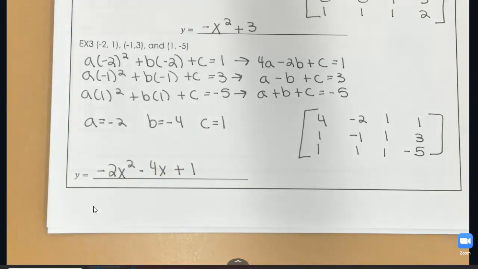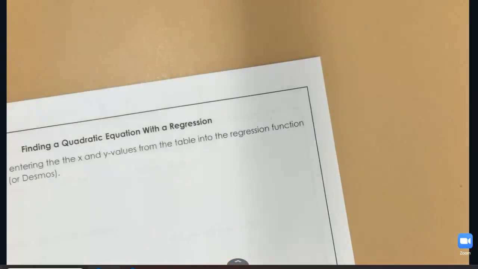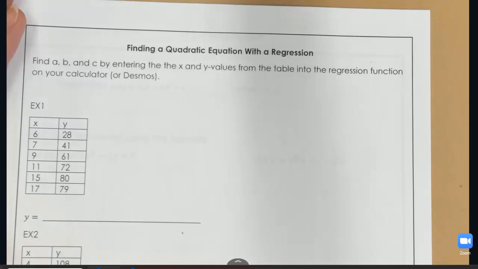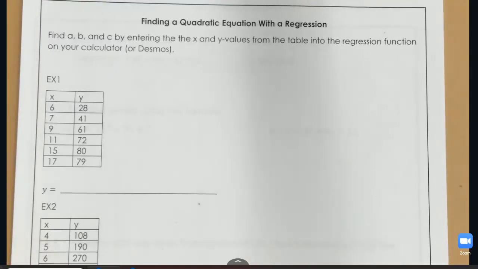Okay, so that is one way that we can find a quadratic equation when we're given points. Another way is with something called a quadratic regression. This also involves a calculator. And what you do is you enter all of your points. So when we have more than 3, we use a regression. And so we are going to use Desmos for this.